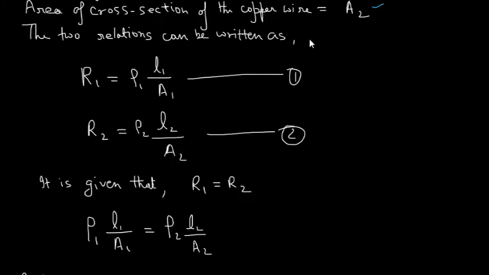The two relations can be written as R1 is equal to rho 1 L1 upon A1, that is equation 1. R2 is equal to rho 2 L2 upon A2, that is equation number 2. It is given that R1 is equal to R2. Therefore, rho 1 L1 upon A1 is equal to rho 2 L2 upon A2.